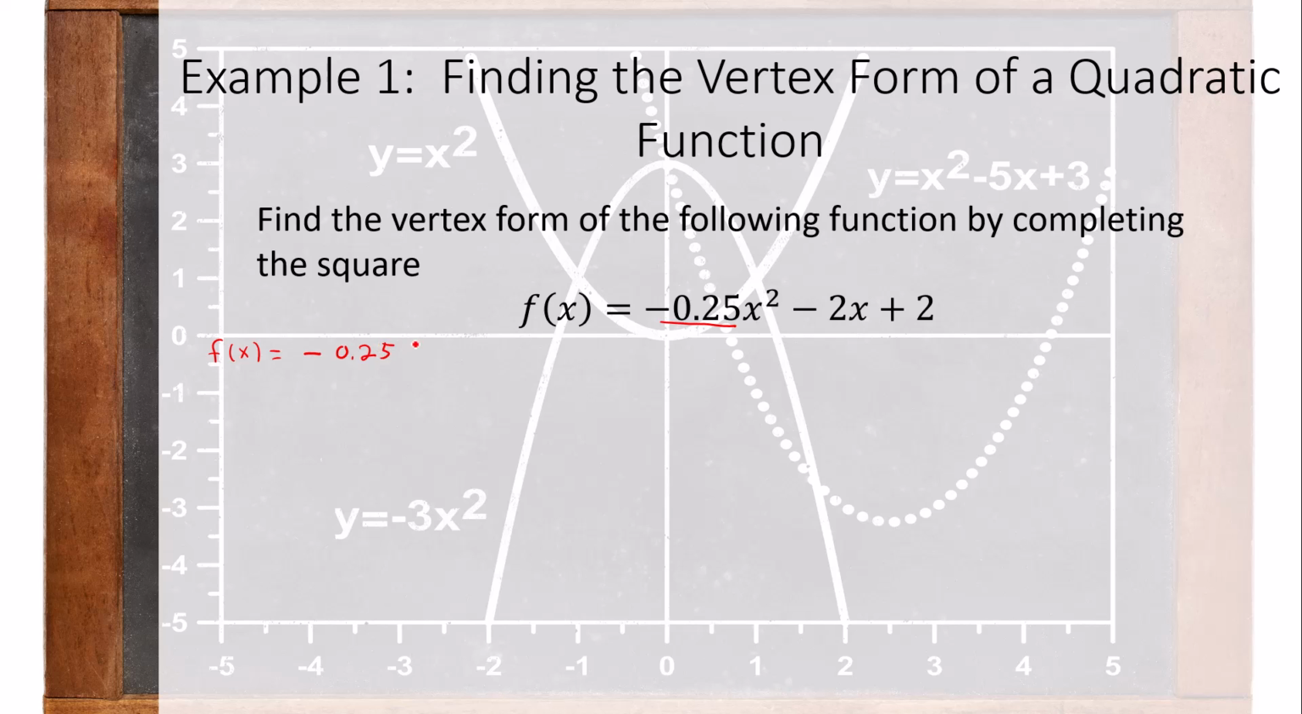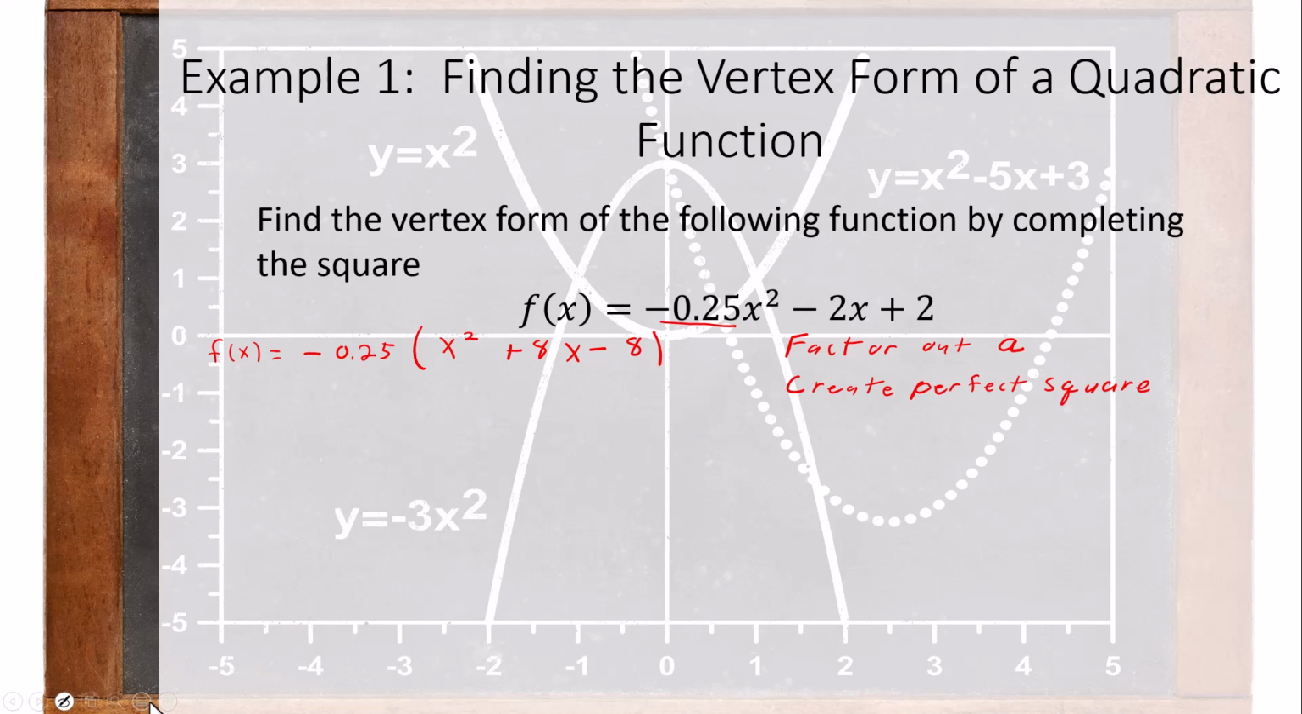If you do, you are going to have f of x is equal to negative 0.25 times the quantity x squared plus 8x minus 8. Oh, mistake there. That's not right. Let's fix that. That'll be x squared plus 8x minus 8. Now we want to create a perfect square.